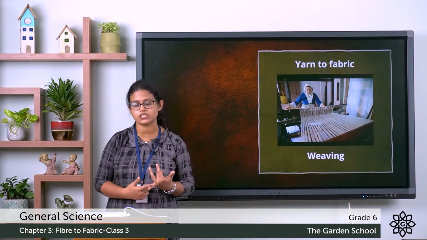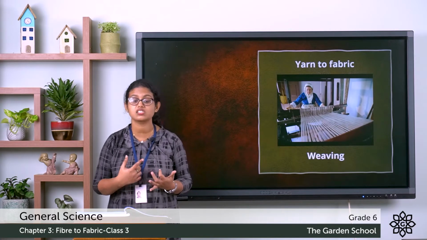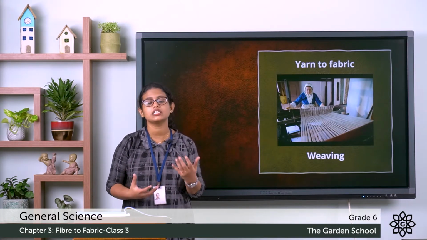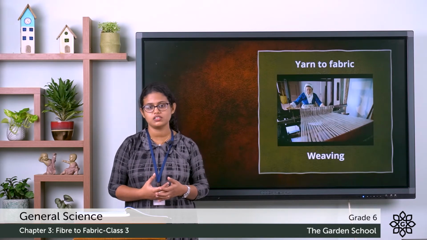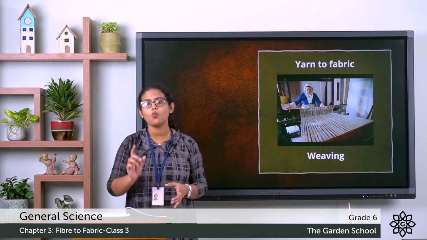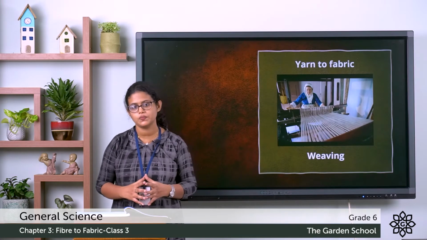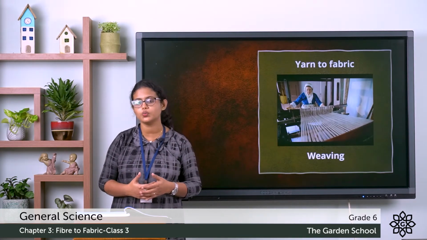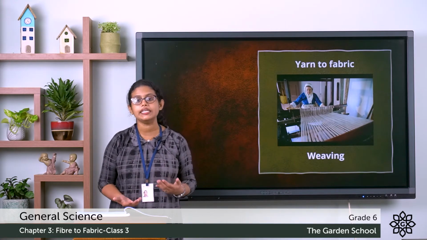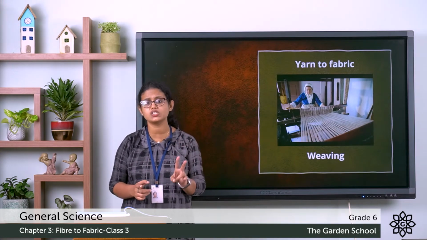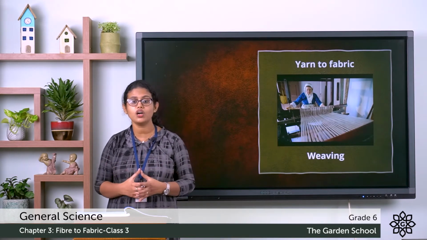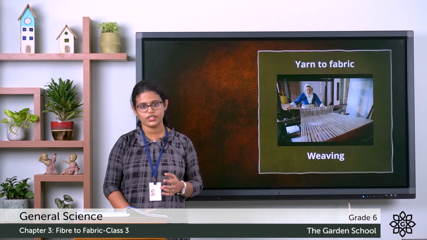So sweaters, socks, scarves, all these are knitted from wool. And these are done by hand, where we are using only one type of yarn. So when one type of yarn is woven to make a fabric, what do we call it? We call it knitting. When two sets of yarns are arranged together to make a fabric, what do we call it? We call it weaving.